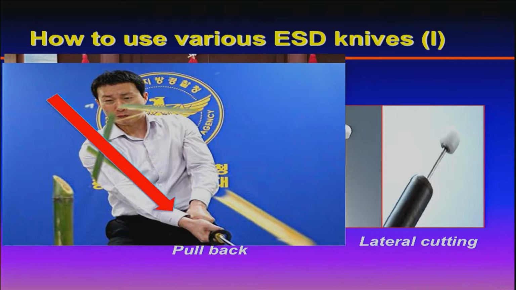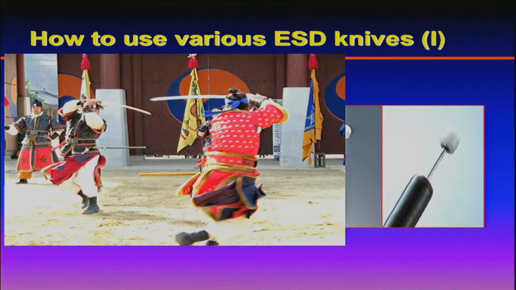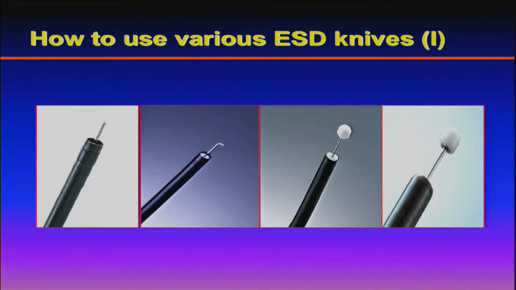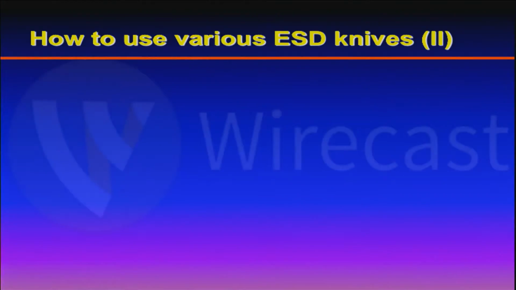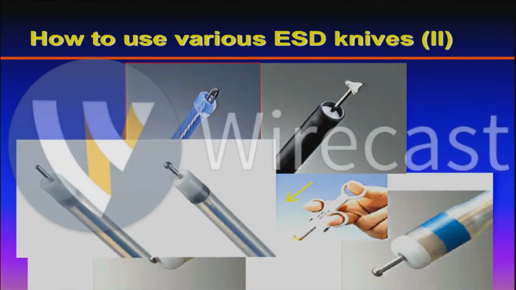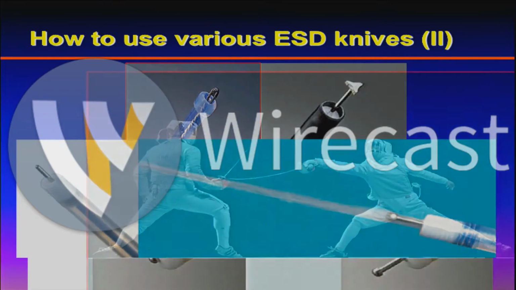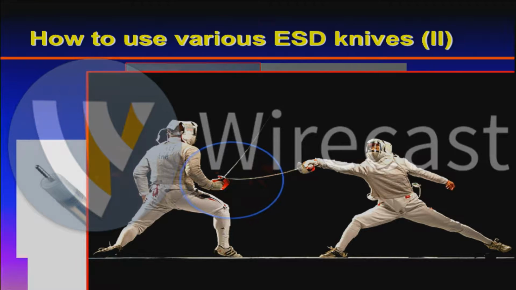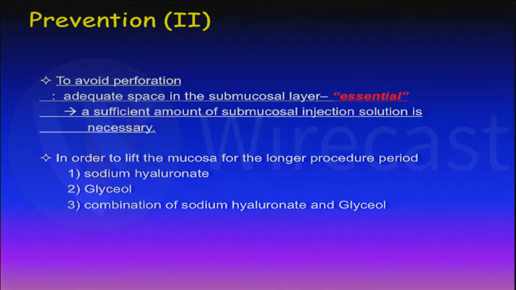Usually the IT is like a sword, the lateral cutting, and the hook knife is the pullback technique, but the other needle knife is almost the same. You should understand the basic principle how to use it, like this. And to avoid perforation, need adequate space in submucosal layer, and a sufficient amount of submucosal injection solution is necessary.